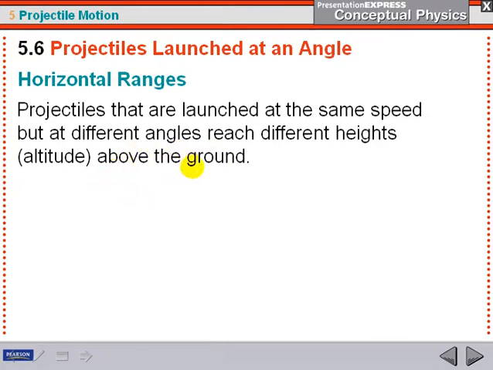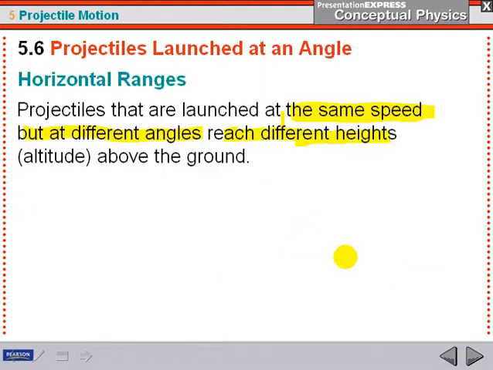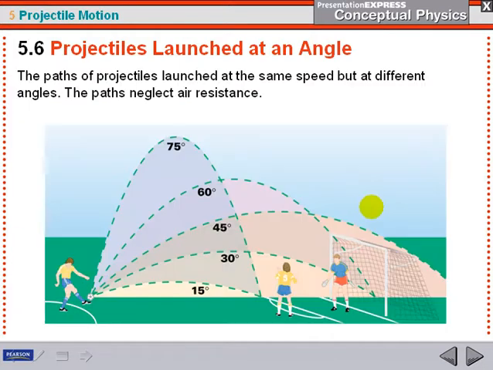So if you launch them at the same speed, which is what we just saw in the last one, but at different angles, they're going to reach different heights above the ground, different altitudes. Let's go back to that right here. You notice the vertical component is very large here, it's smaller here. This one subsequently reached a greater height because its starting vertical component was greater. So we just said they travel different horizontal distances, which means they have different horizontal ranges. Let's look at these guys right here.